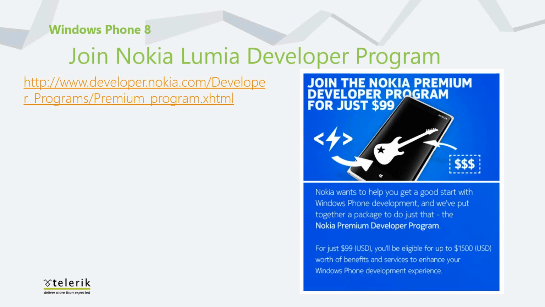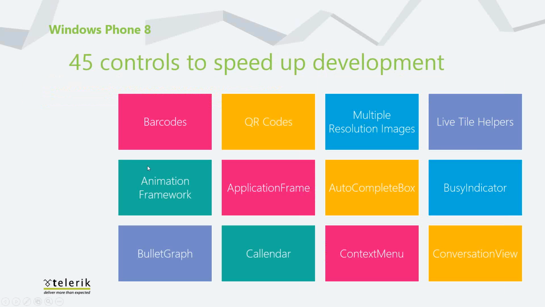So far we have seen three controls: one is RadCalendar, one RadTextBox, and the QR code control. There are 45 such controls available for you to speed up your development. I'm not going to read out the names of those 45 controls, but controls are like charts, different kinds of charts, whether it's a financial chart, pie chart, bar chart, line chart, spline chart, etc. You have a multiple resolution image control.